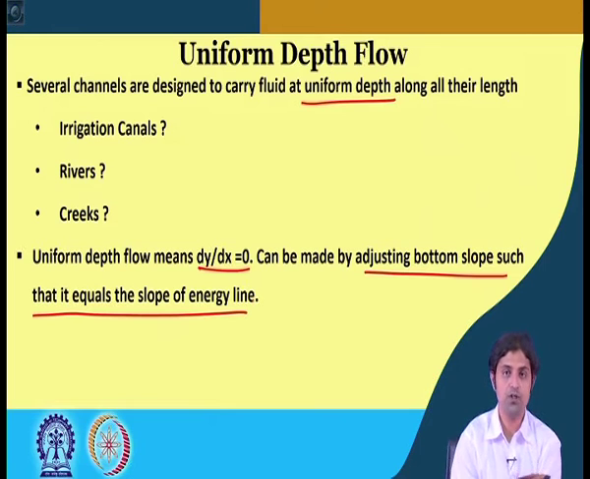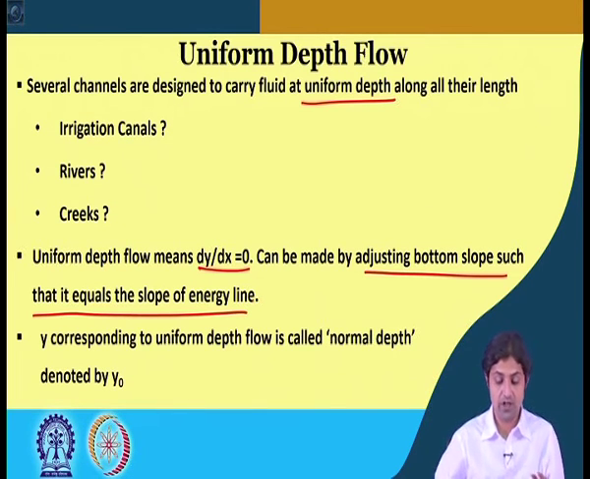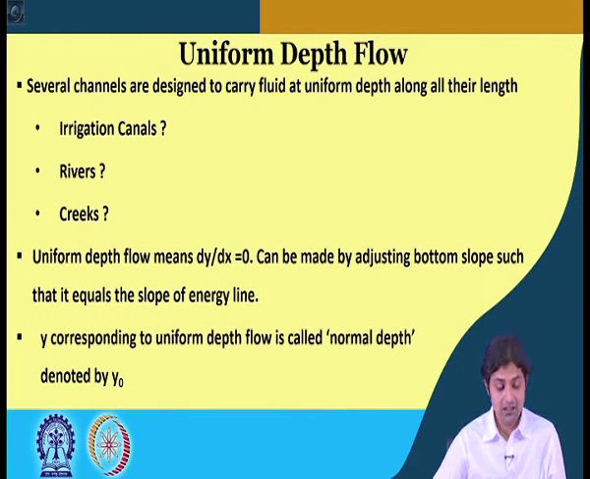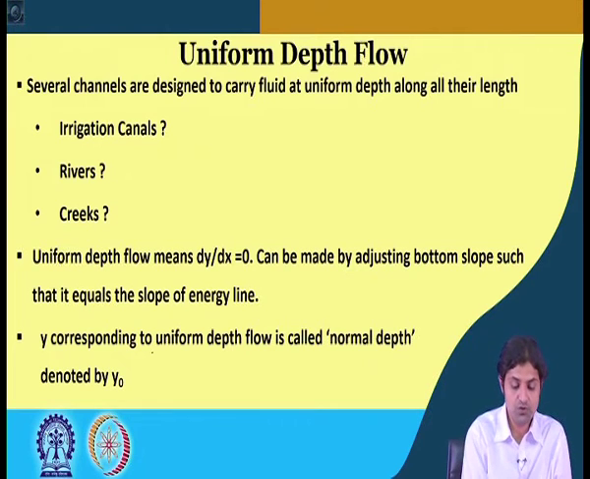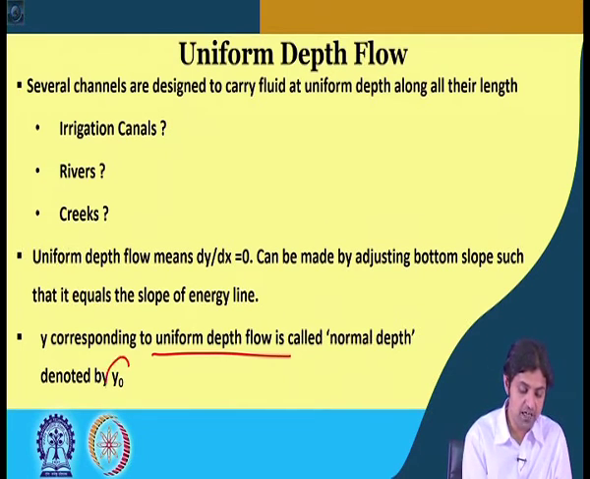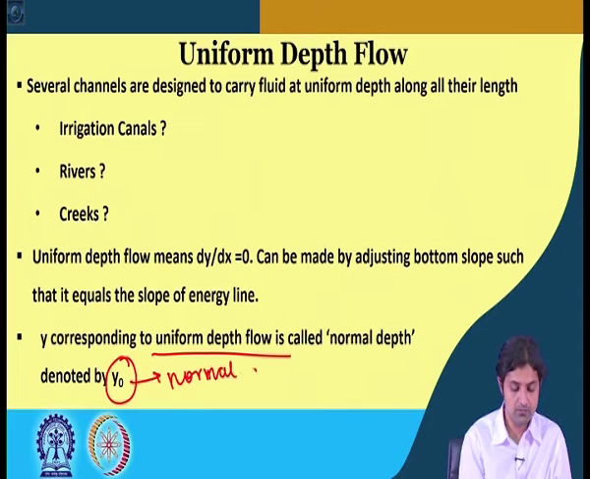So, if SF is equal to S naught, then we are going to have uniform flow conditions, and then this y which will correspond to this uniform depth flow is called normal depth, and it is denoted by y naught. Okay. So, important thing to note is that the y which corresponds to a uniform depth flow is called normal depth, and it is denoted by y naught. Normal depth. Okay.